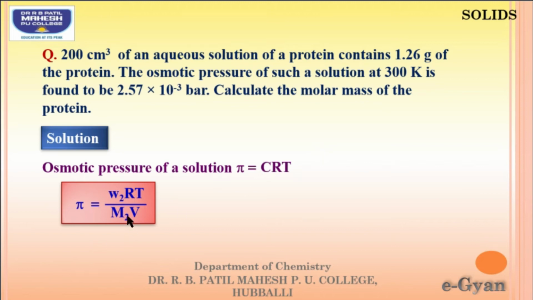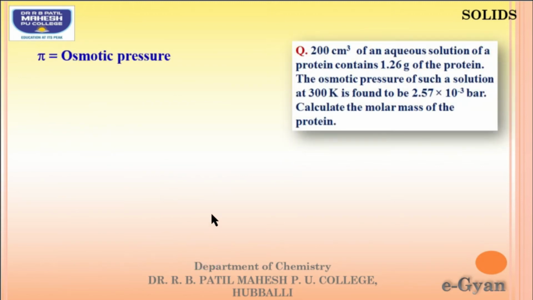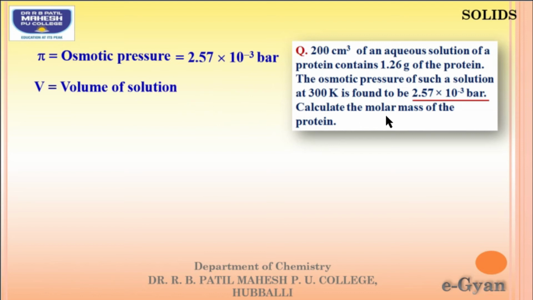I have to calculate the molar mass. M2 is equal to W2 RT divided by pi into V. So pi is the osmotic pressure, that is equal to 2.57 into 10 to the power of minus 3 bar. V is the volume of the solution, that is 200 cm cube. In terms of liters, I have to take 0.2 liter. And remember students, if it is given in terms of ml, you have to convert it to liters. The V has to be taken in liters.